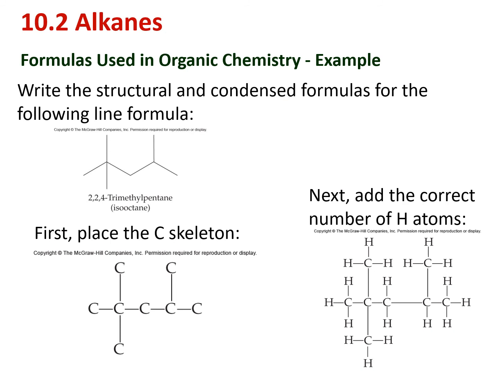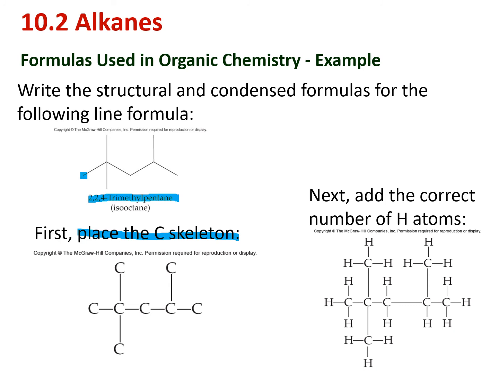Next is an example just to test the formulas that we have just discussed. The question is, write the structural and condensed formulas for the following line formula. The line formula has been given for trimethylpentane, also known as isooctane, and we have to write the condensed formula and the structural formula. In order to write the structural formula, first up we simply have to place the carbon skeleton wherever the intersect is present.